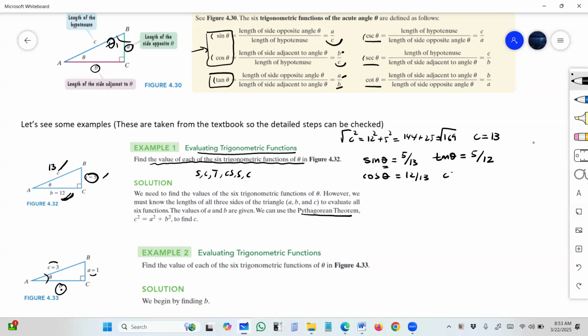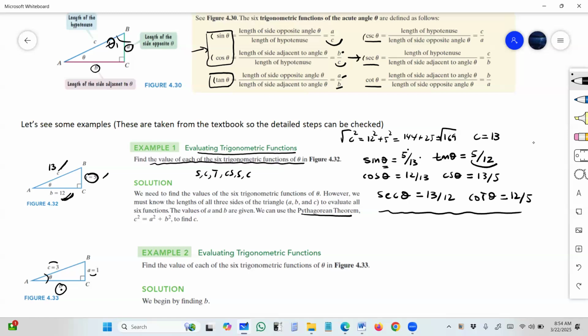And cosecant is the reciprocal of sine. So if sine is 5 over 13, cosecant is 13 over 5. Secant is the reciprocal of cosine. So if cosine is 12 over 13, secant is 13 over 12. And then cotangent of theta is the reciprocal of tangent. So if tangent is 5 over 12, cotangent is 12 over 5. That's all we have to do in this section.